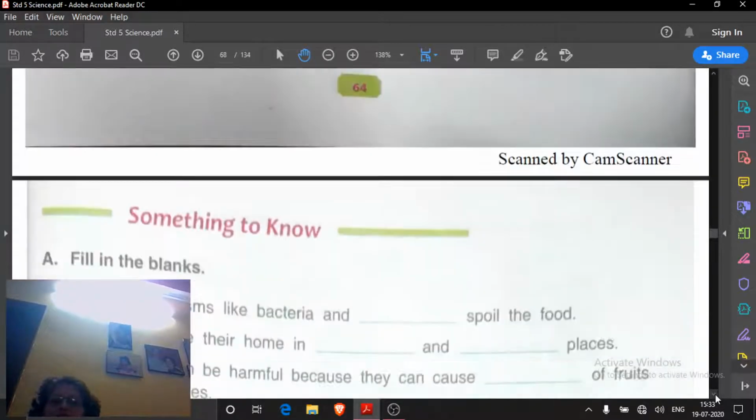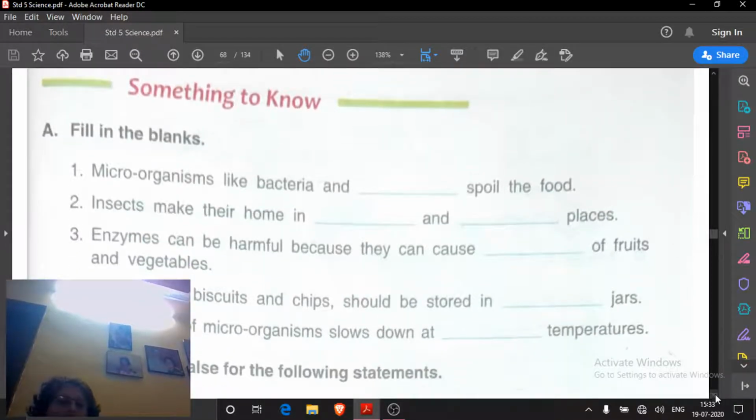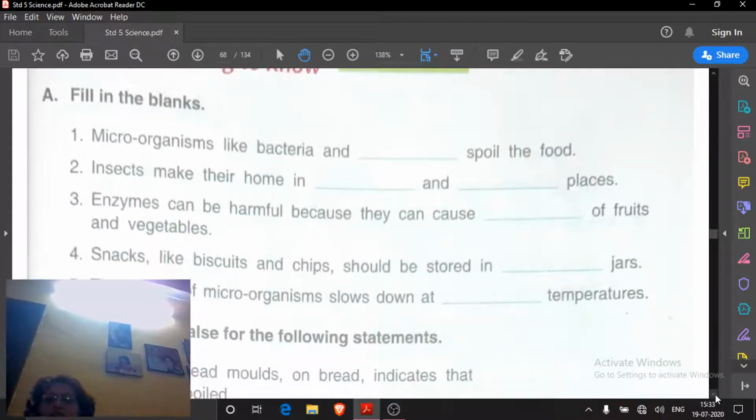Then now we will do the A part. First you take out this, fill in the blanks we have to do. First question is: microorganisms like bacteria and dash spoil the food. What will you write? Microorganisms like bacteria and fungi spoil the food. F-U-N-G-I. Fungi spoil the food.